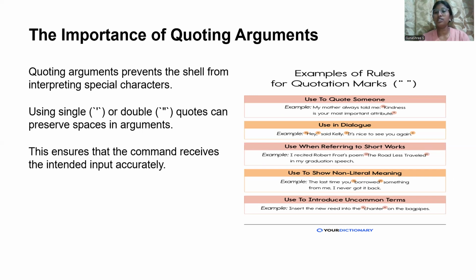In the quote sentence, if we see, "My mother has told me kindness is your most important attribute," here we are quoting the words said by the mother, whereas when it is used in dialogue, we use it multiple times. We also have to take care that it is not eliminating the empty space left before the hyphen or after the hyphen.